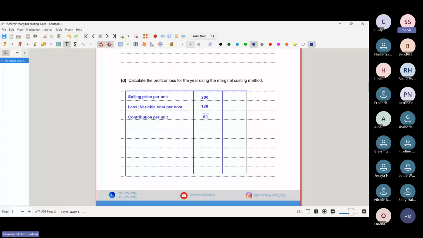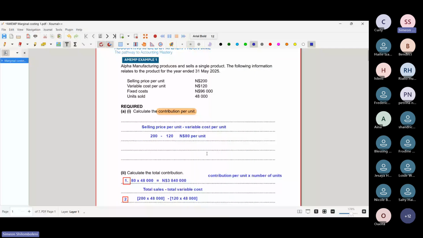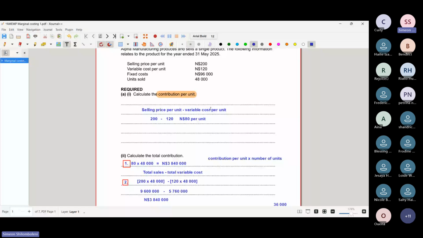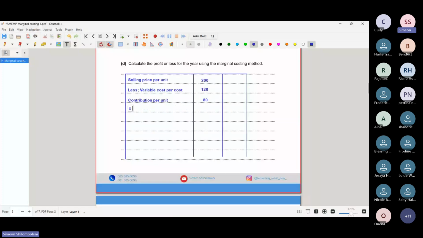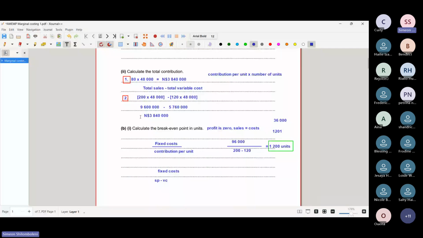This is like our gross profit. Remember, from our gross profit, we always minus our expenses. In this case, our expenses is fixed cost. Now, you can't say 80 minus 96,000. That is not going to work. That's why you must now say multiplied by number of units. How many units are we selling? We are planning to sell 48,000. And our total contribution, we already have the information here. We don't have to stress. 384.